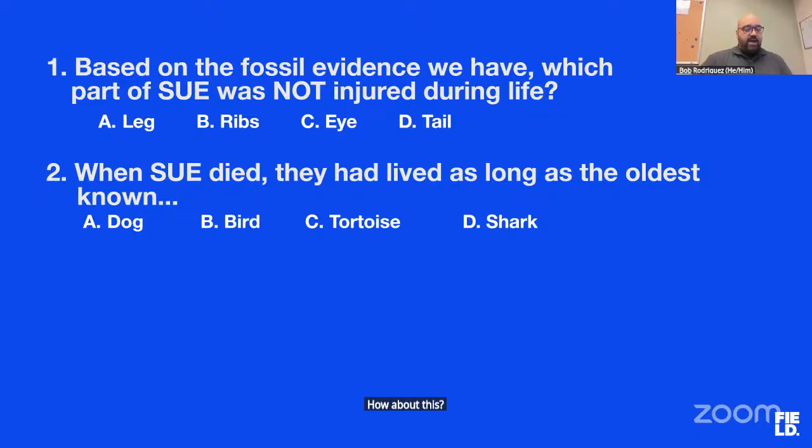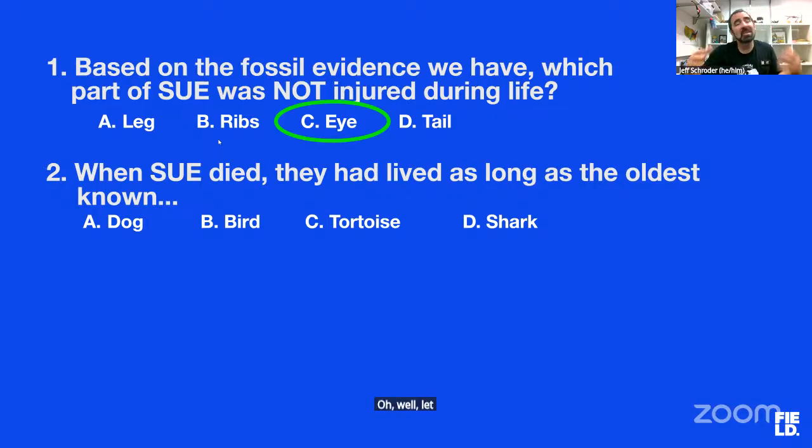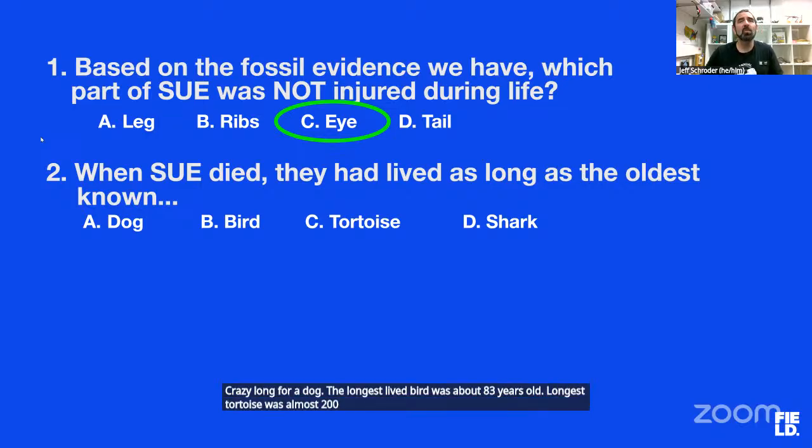So when Sue died, they had lived as long as the oldest known what? Looks like we got a tie between tortoise and shark. Let me tell everyone how long these things have lived. The longest lived dog was 30 years old or so. That's crazy long for a dog. The longest lived bird was about 83 years old. The longest tortoise was almost 200, and the longest lived shark we can only estimate, but we think they're close to 400 years old. How long did Sue live?